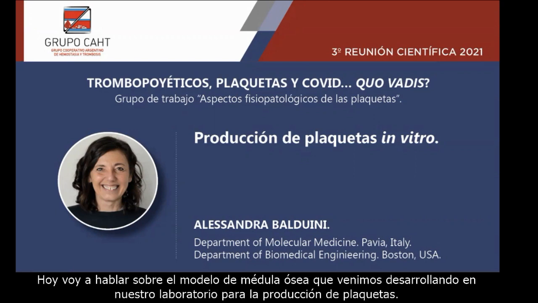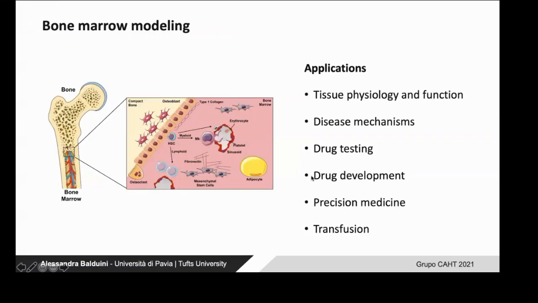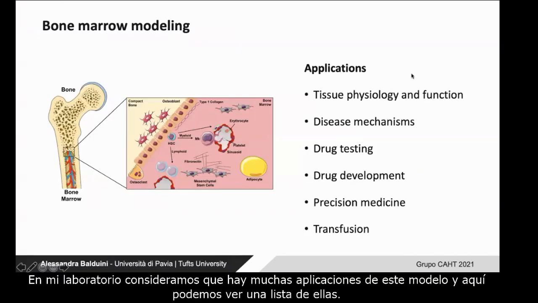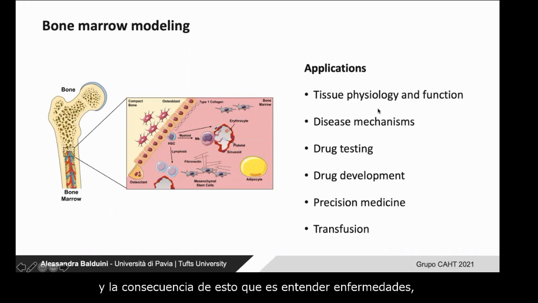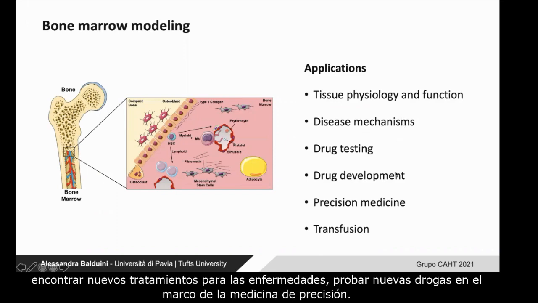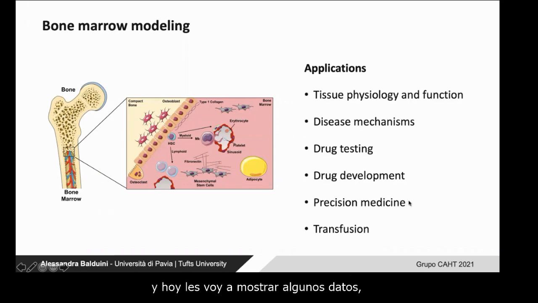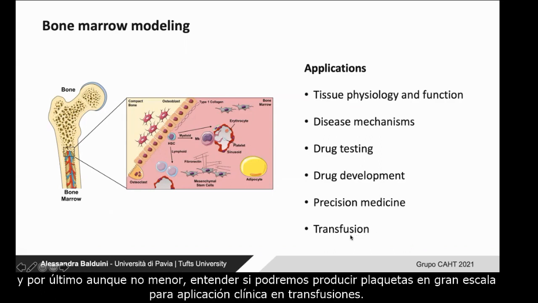And today I will talk about the model of bone marrow that we have been developing in my lab for the production of platelets. In my lab, we envision different applications for this model, and you can see a list of some here. First of all, of course, understanding the physiology of the bone marrow, understanding how hematopoiesis works in a more physiological environment, in a 3D environment. And consequent of this, understanding disease, finding new treatments for the diseases, testing drugs, and in the frame of precision medicine, and I will show you some data about that today. And last but not least, understanding if we will be able to perform a large-scale production of platelets for clinical application in transfusions.